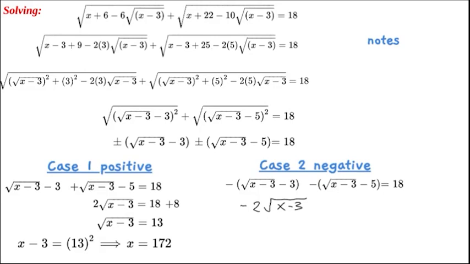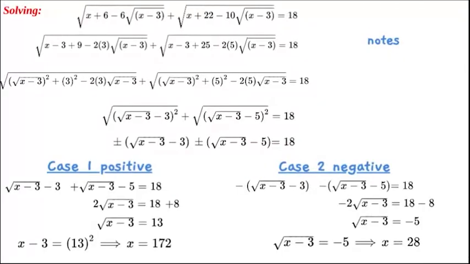Again, we're going to have a change of sign here for both. So we're going to have a plus and then bring it across and it'll be negative. So it'll be 18 minus 8. Okay, divide across by negative 2. We will get the square root of x minus 3 is equal to 5. Square both sides. So we get x minus 3 is equal to 25. Therefore, x is equal to 28. Now that's perfect. So we have both values, x equal to 172 and x equal to 28.